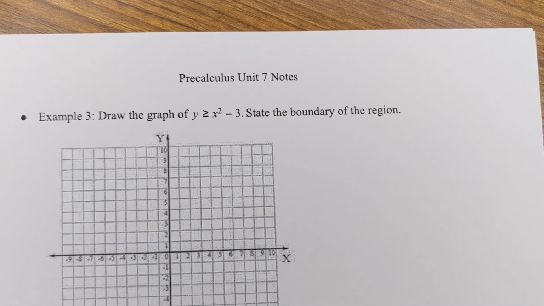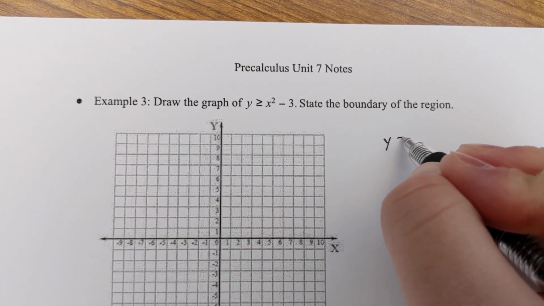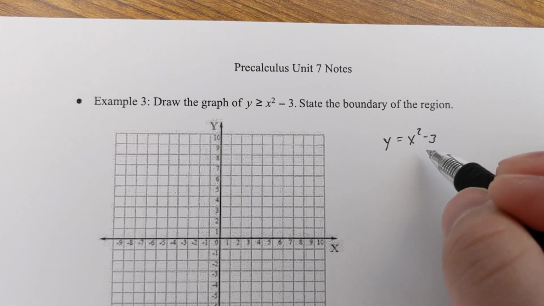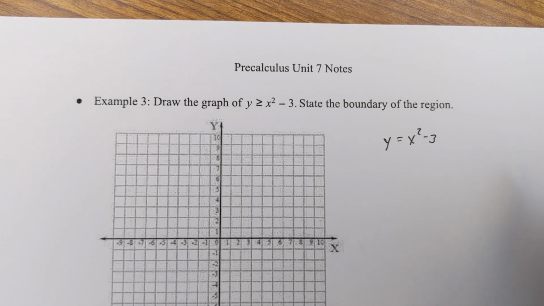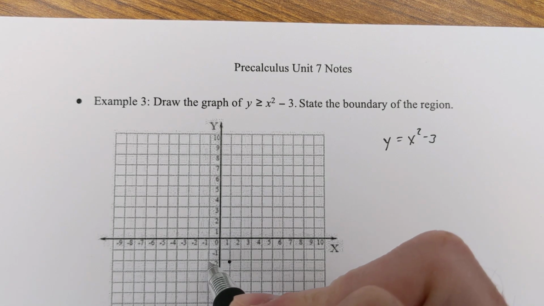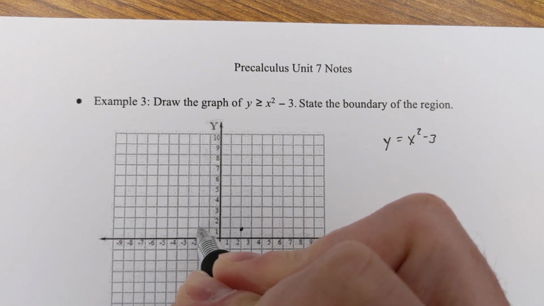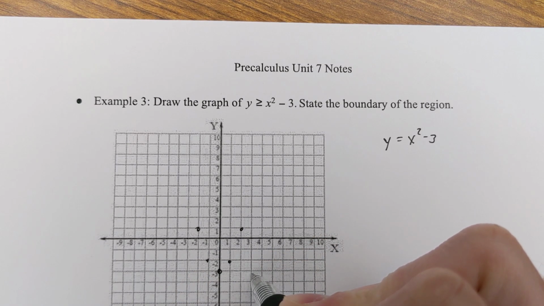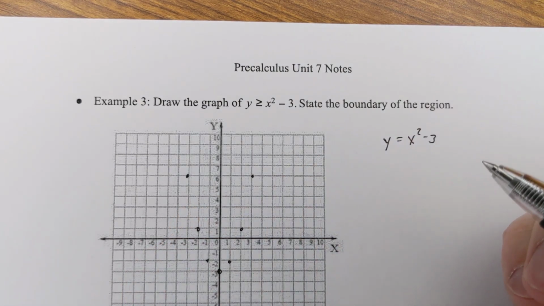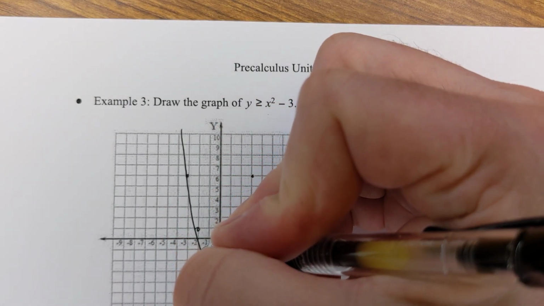Okay, example 3. Draw the graph of y greater than or equal to x squared minus 3. So we're going to graph y equals x squared minus 3 first. So you can do this in the t-table. So I actually know what the graph is. It's a parabola with its vertex at -3. So it's going to look like this, over 2 up 4, over 3 up 9 would be at 6. And it's going to be a solid line because I have the or equal to bar. So it looks like this.